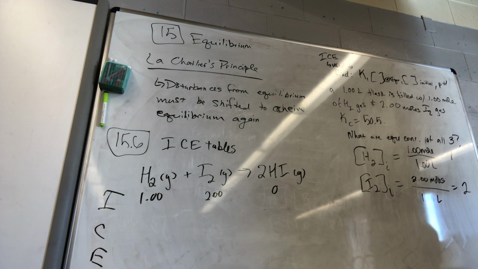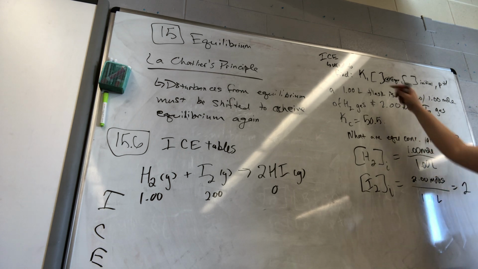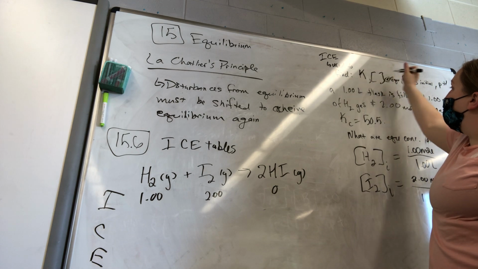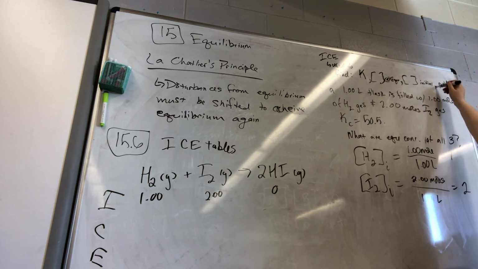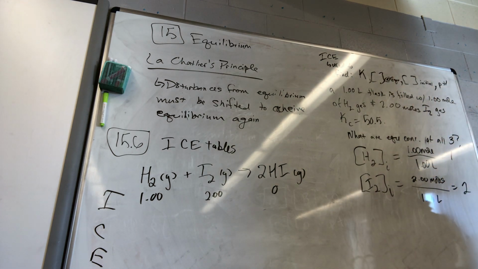I thought someone was trying to say something. Yep. To use ice to find it, is that a K1 value or is that just K? Sorry. I was trying to make a list of reasons why or how these ice tables are used.